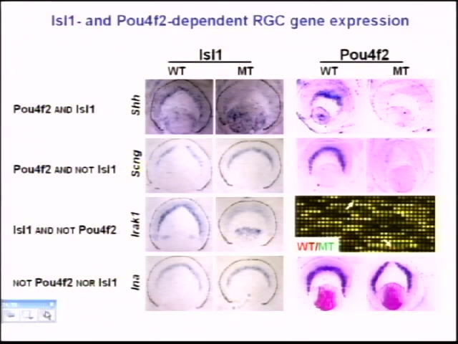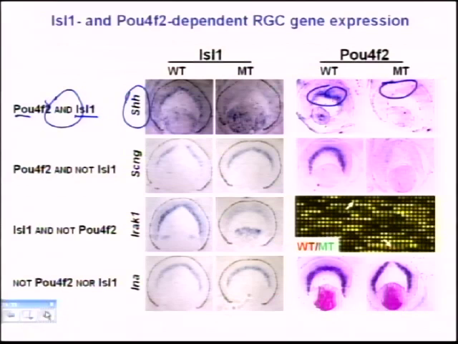We see one class where you need both transcription factors to turn on a particular gene. So here's sonic hedgehog. I talked about that before. And here's Pou4f2. When you have wild type, you see expression. When you have mutant, you don't see expression. You see the same thing for islet-1. So the sonic hedgehog gene requires both islet-1 and Pou4f2. So we use the Boolean logic AND to explain that pattern.